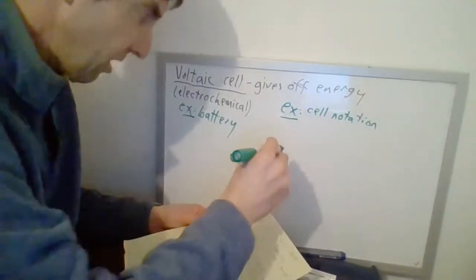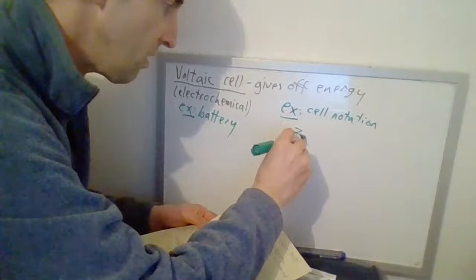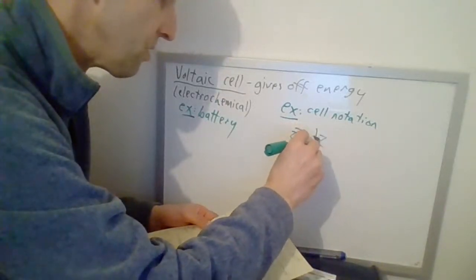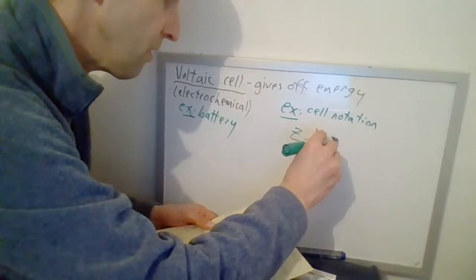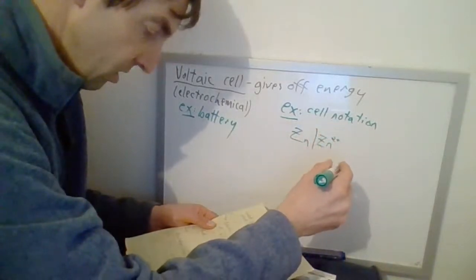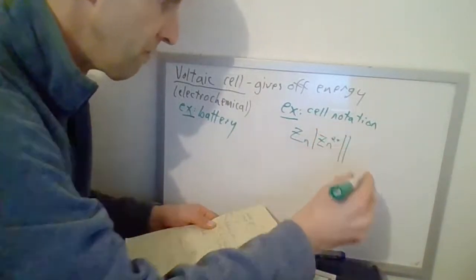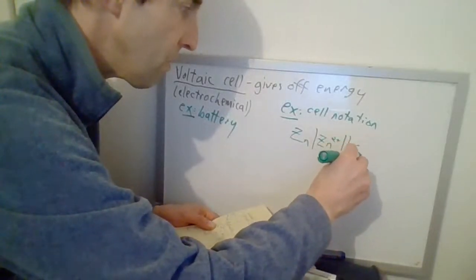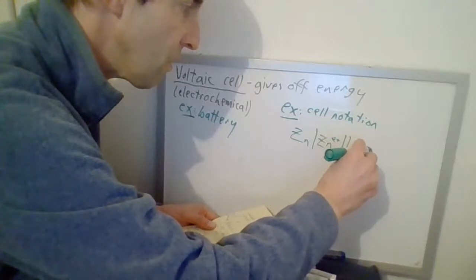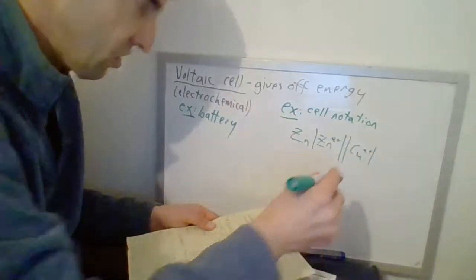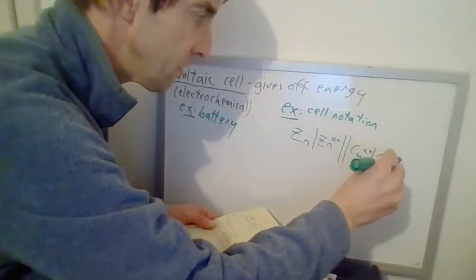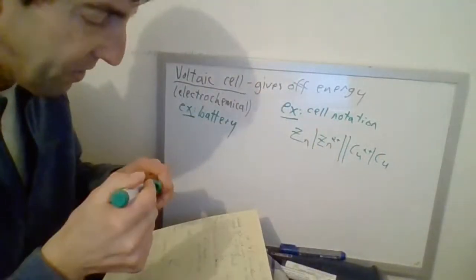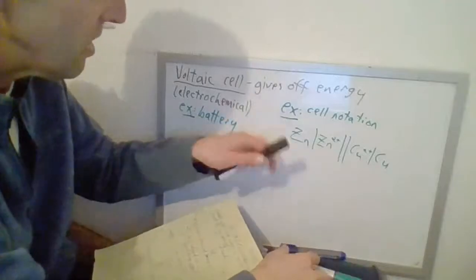And you're given it like this. Zn2+, 2 lines, then I got Cu2+, and 1 line, and Cu. So my people, the cool thing about this, this is standard cell notation.